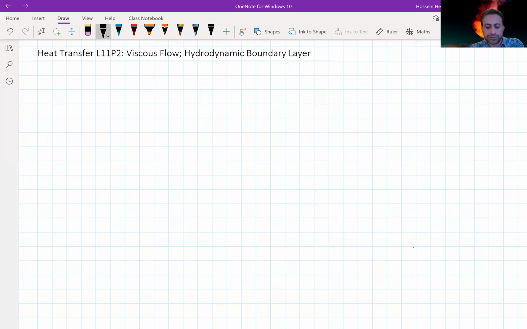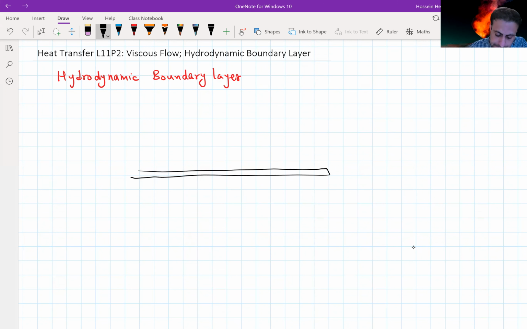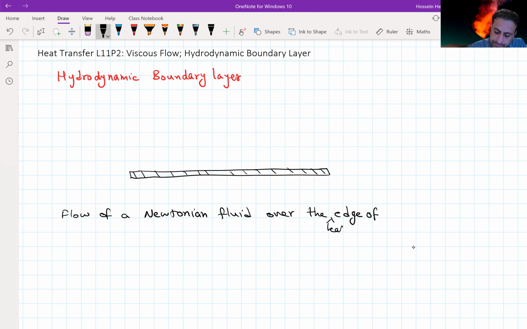Let's have a brief overview of hydrodynamic boundary layer. From fluid dynamics course, we know that, let's say, if we have a flat plate, and a flow of Newtonian fluid over the leading edge of it.